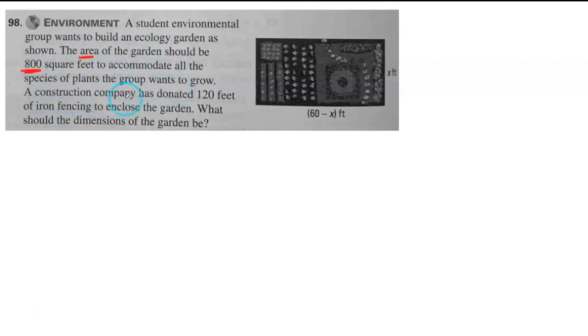Okay. A construction company has donated 120 feet. This is not area, it's feet. So this is linear. So this is perimeter. All right. That's 120 feet. Iron fencing, there we go, fencing to enclose the garden. Not talking about area, they're talking about perimeter, around, enclose. What should the dimensions of the garden be? Okay, so I gotta find the value of x so I can plug it back in and find it.